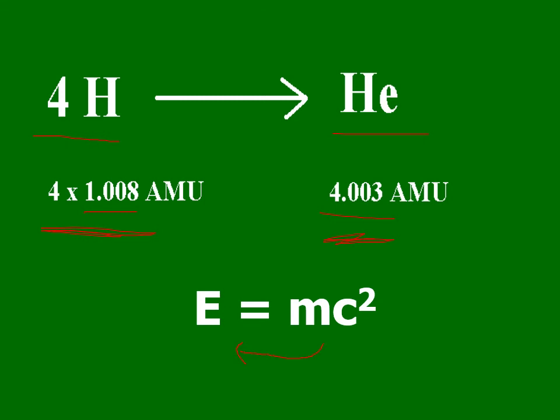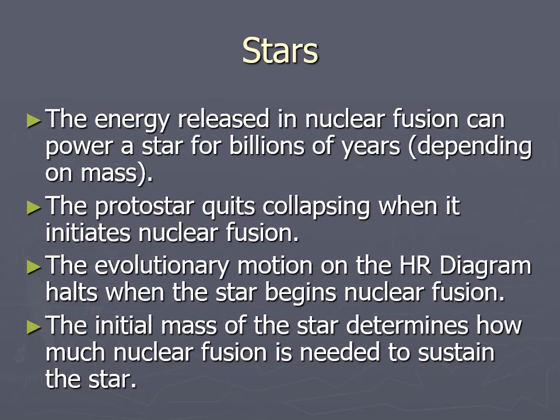So what we know is that millions of tons of the sun are fusing into energy. Hundreds of millions of tons of the sun are fusing into hundreds of millions of tons of helium, but millions of tons are being converted into energy every second, and that's what's making the sun shine. And so that's the process that stops the Kelvin-Helmholtz contraction.